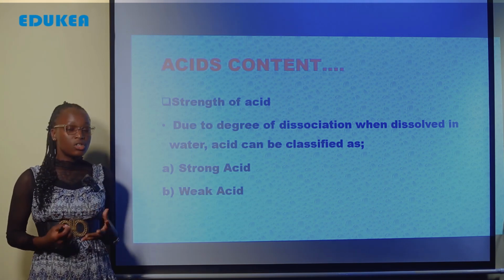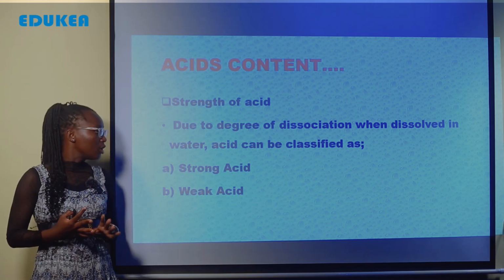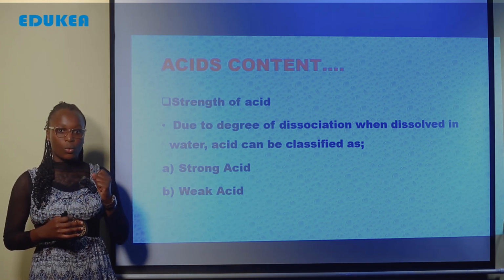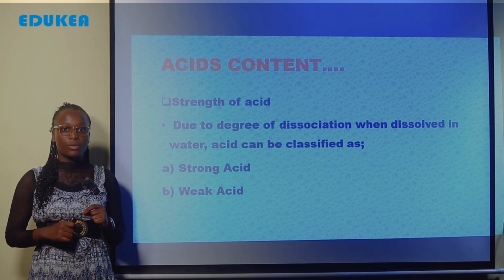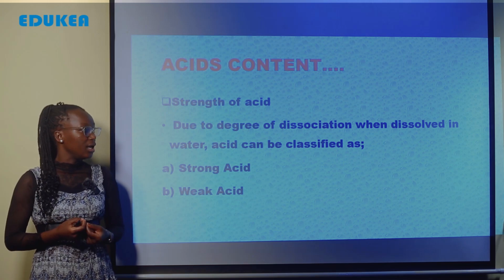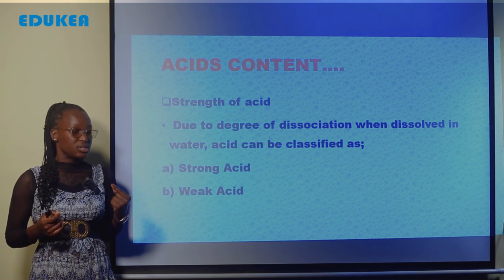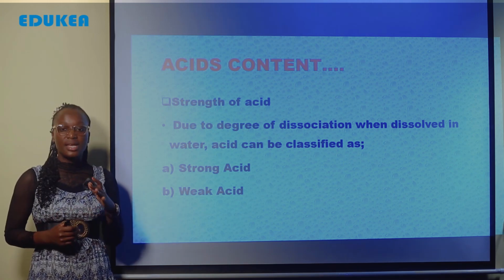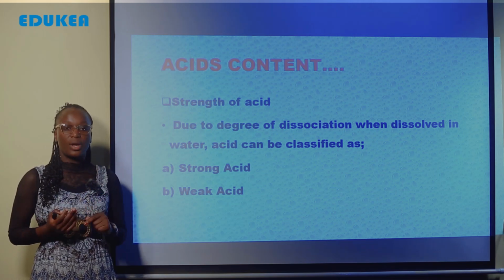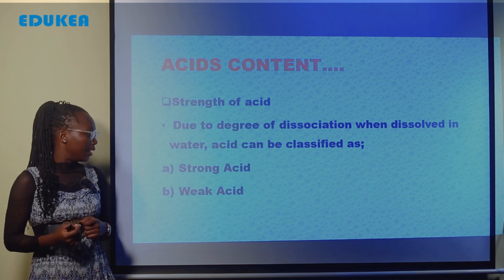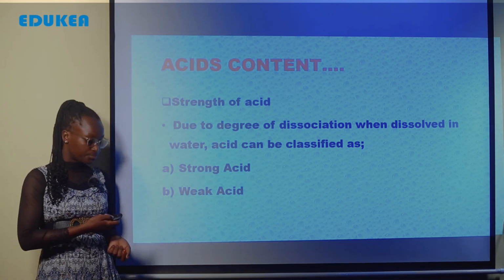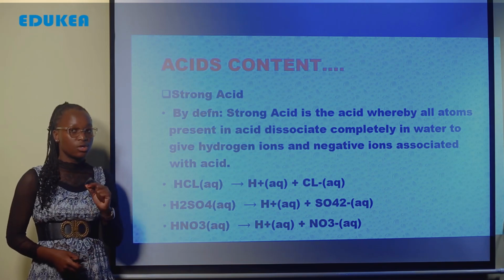When we talk about the strength of the acid, here we are going to see the strong acid and the weak acid. And why are we going to see the strong acid and weak acid? Because of the dissociation of these compounds when they dissolve in water, which classifies the acid strengths in different ways. We can have the strong acid and the weak acid. Now let us see one after another, starting with the strong acid.